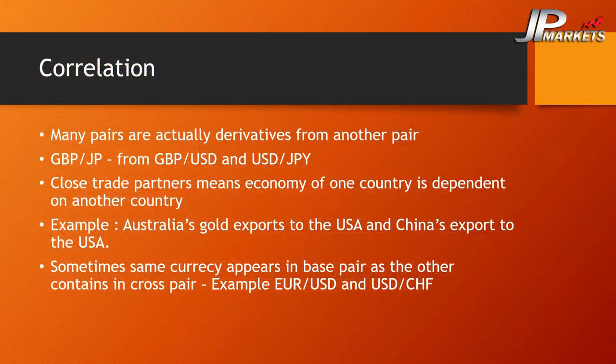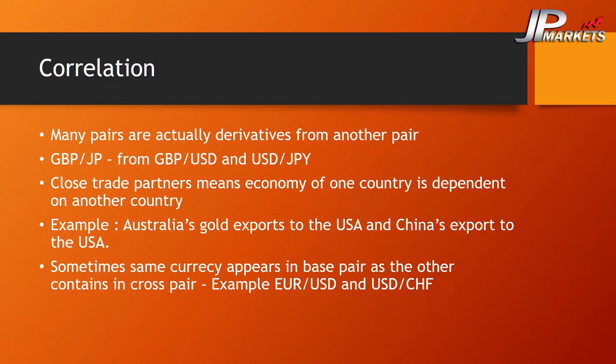As mentioned earlier, we identified that currencies are traded in pairs. However, many of these pairs are actually derivatives of another pair. For example, the pound yen, which is the British pound and Japanese yen, is a derivative of the pairs pound dollar and dollar yen. Therefore, the movements of these pairs are somewhat related to one or both of the pairs. Furthermore, there are also numerous other factors which cause positive or negative relationships between movements of currency pairs.